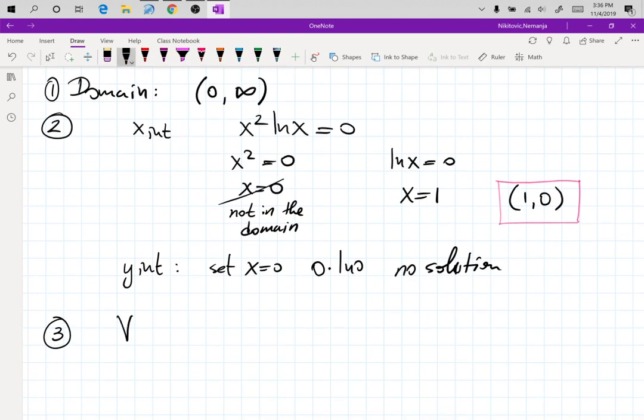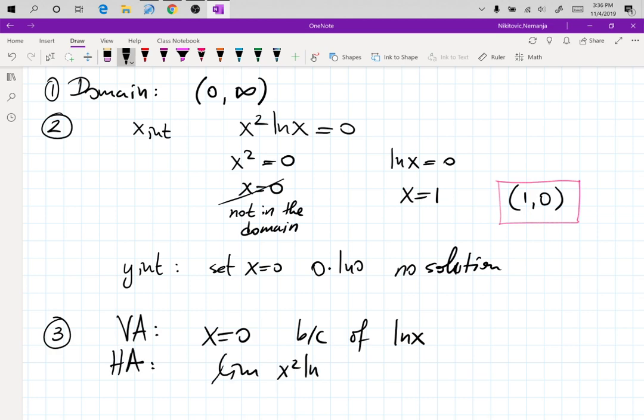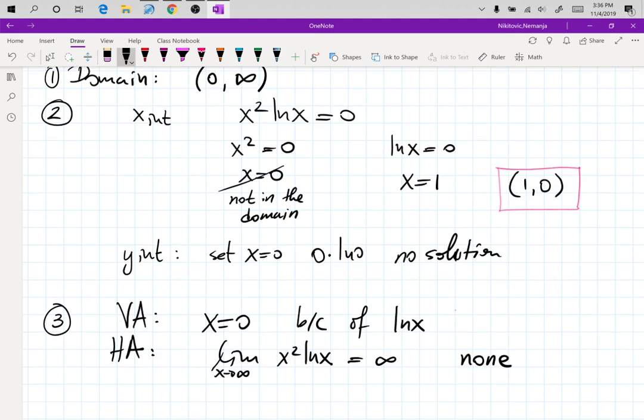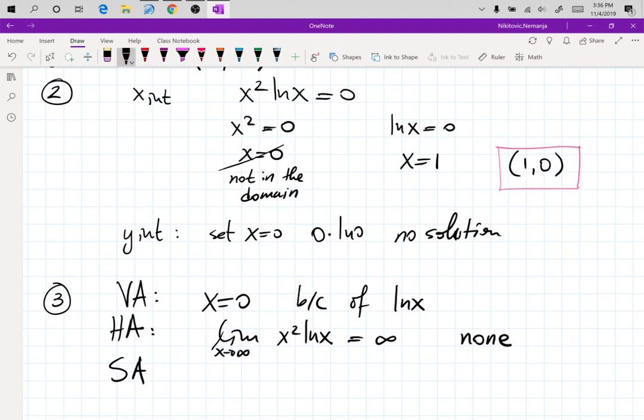3, vertical asymptote. Well, ln has a vertical asymptote at 0, so there is an asymptote x equals 0 because of ln x. As x goes to infinity, x squared ln x goes to infinity, so there is no horizontal asymptote, and slant asymptote also none, because it's not polynomials dividing, right?